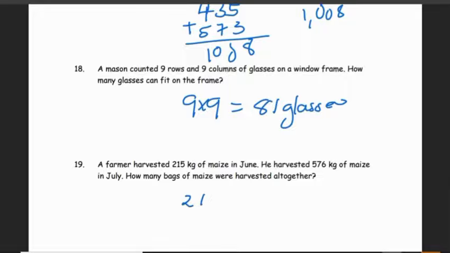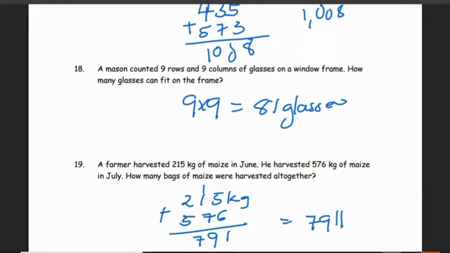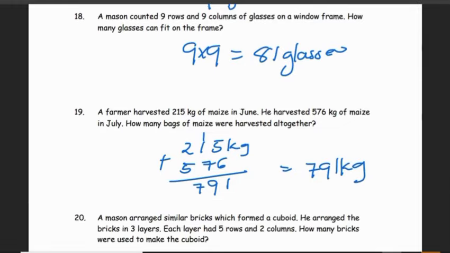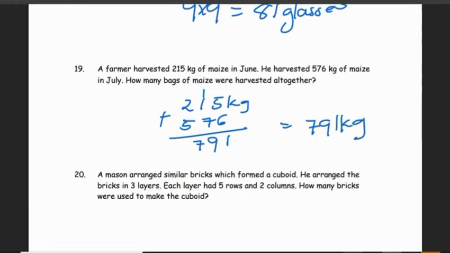So we have 215 kilograms of maize that were harvested in June. You add with the ones that were harvested in July. So 5 plus 6, that is 11, and then I carry the 1 that will give us 9. Then we have 7. So in total, we had 791 kilograms of maize that were harvested all together.